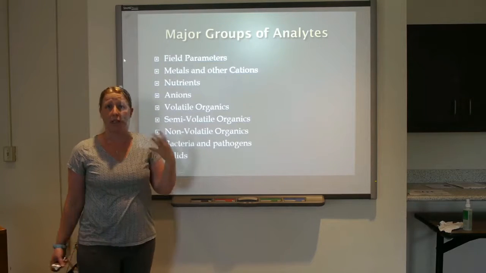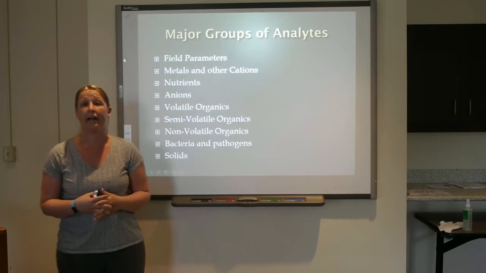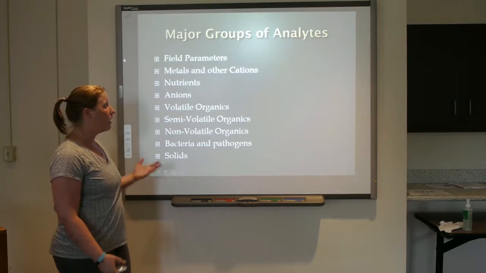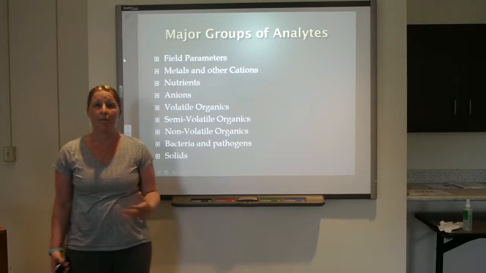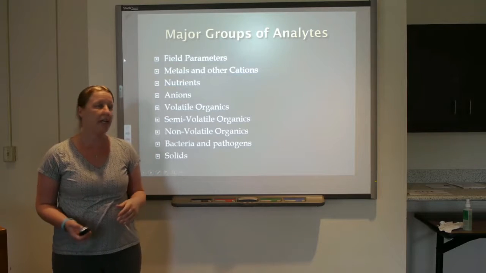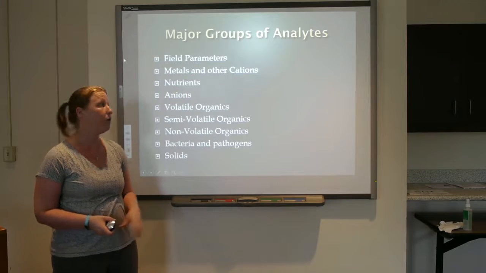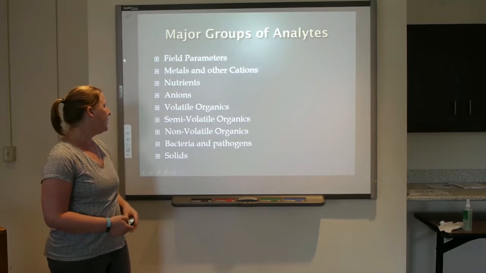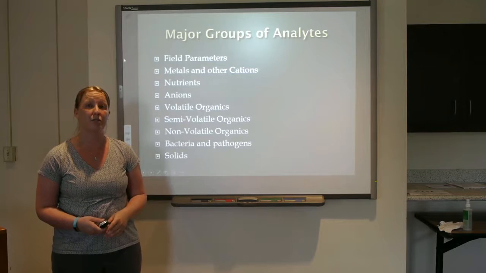So we'll talk about field parameters, which are things that we measure in the field, metals and other cations. So cation means a positively charged ion. So most metals are cations. We'll talk about nutrients. Nutrient pollution is a major issue in water quality right now. We'll talk about anions, which are negatively charged ions. Different categories of organic constituents. So here they're grouped by their volatility, which means the ease at which they evaporate. We'll talk about bacteria and pathogens and how we sample for those, and then how we sample for solids and sediments.